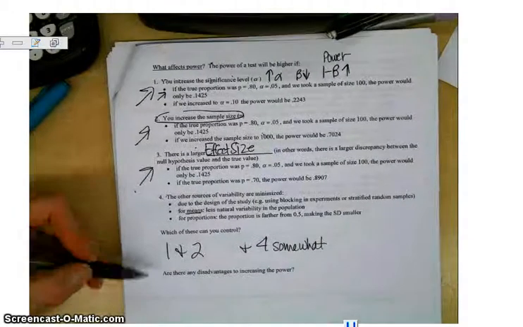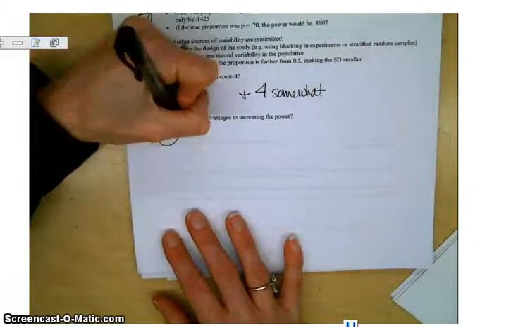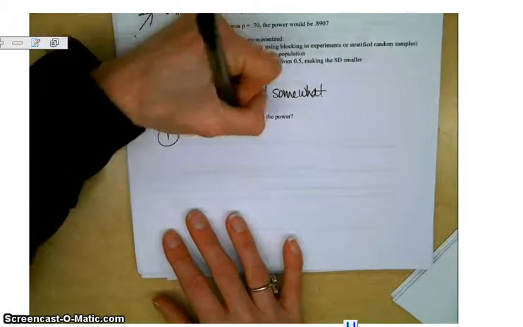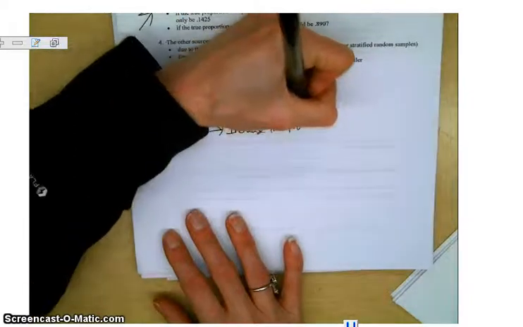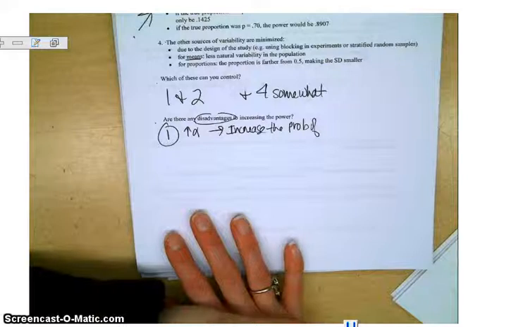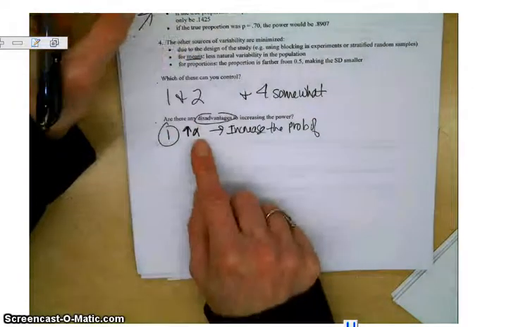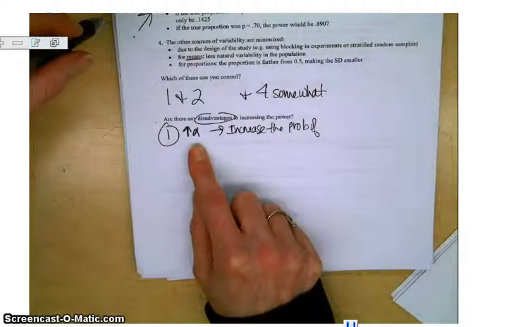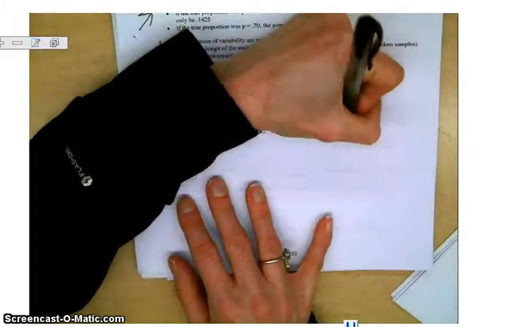Are there any disadvantages to increasing the power? Yes. In number 1, if you increase alpha, the disadvantage is you increase the probability of what? Alpha is the probability of what type of error? Type 1. So if you make alpha bigger, don't you increase the probability of a type 1 error? Yeah. So you increase the probability of a type 1 error.